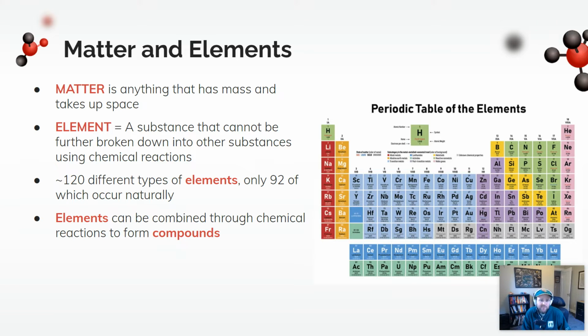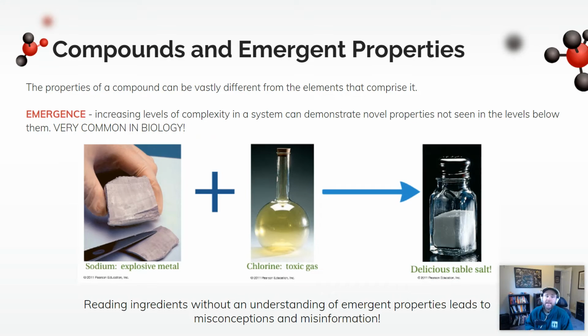There's about 120 different types of elements, but only 92 of those will occur naturally. The others were synthetically made in a lab. And those elements, as basic building blocks, can be put together to form something called a compound. Now, compounds are going to show us for the first time something called emergent properties.